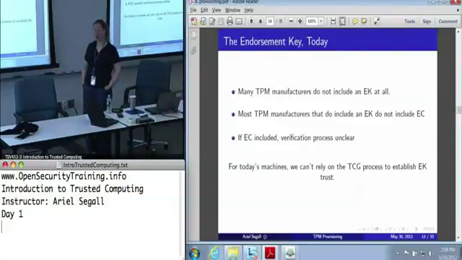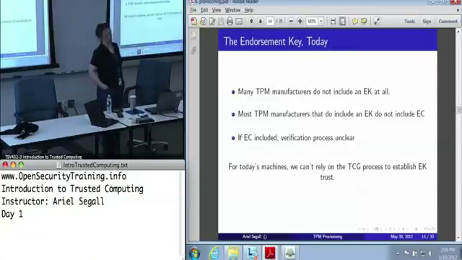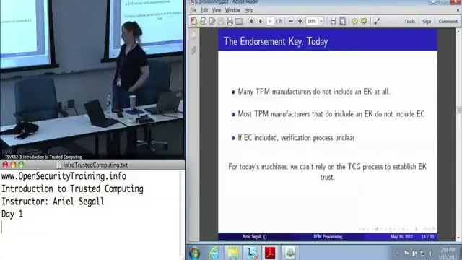So a lot of people have been asking that question of why should we trust the TPM manufacturers to not keep the endorsement key? And the answer is we don't have a very good reason. So it might be a good thing that most of them don't come with an endorsement key after all. But the ones that do, we are pretty much stuck with. We better hope that they're using a good procedure.